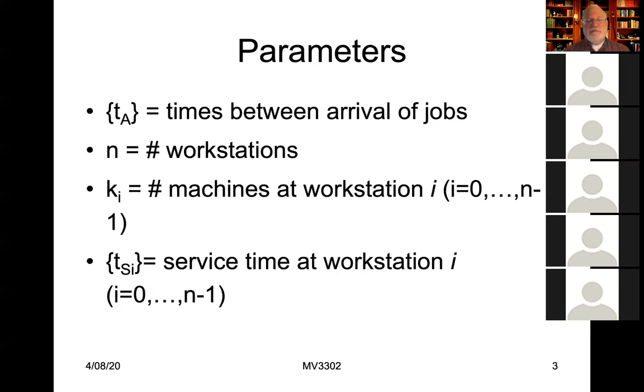Similarly, because the service time at each workstation is distinct from each other, we need a separate sequence of service times for each workstation. In the implementation, that's typically going to be done with an array of random variables. So just as our parameter for the number of machines would be an array of integers, the parameter for the service times would be an array of random variables. Or, for the purposes of an abstract event graph model, we can simply think of it as some arbitrary sequence.